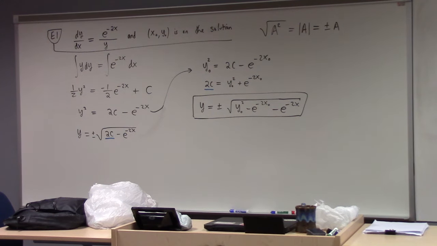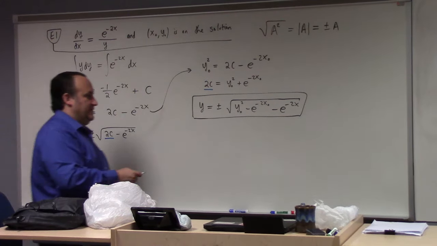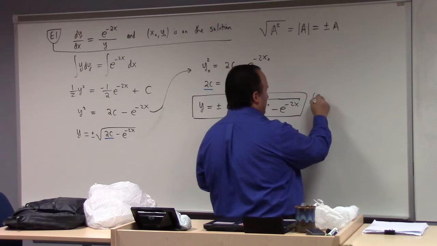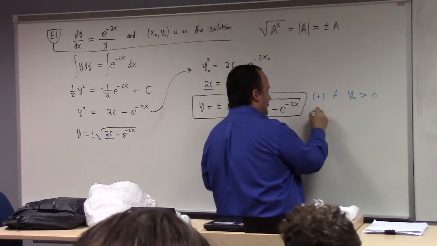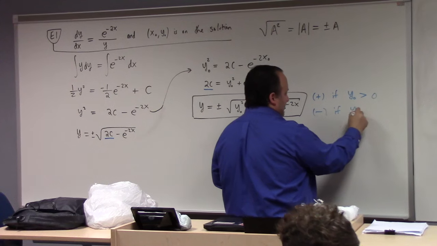So I can improve this answer slightly by telling you which is plus and which is minus, right? Plus if y naught is greater than 0, and minus if y naught is less than 0.